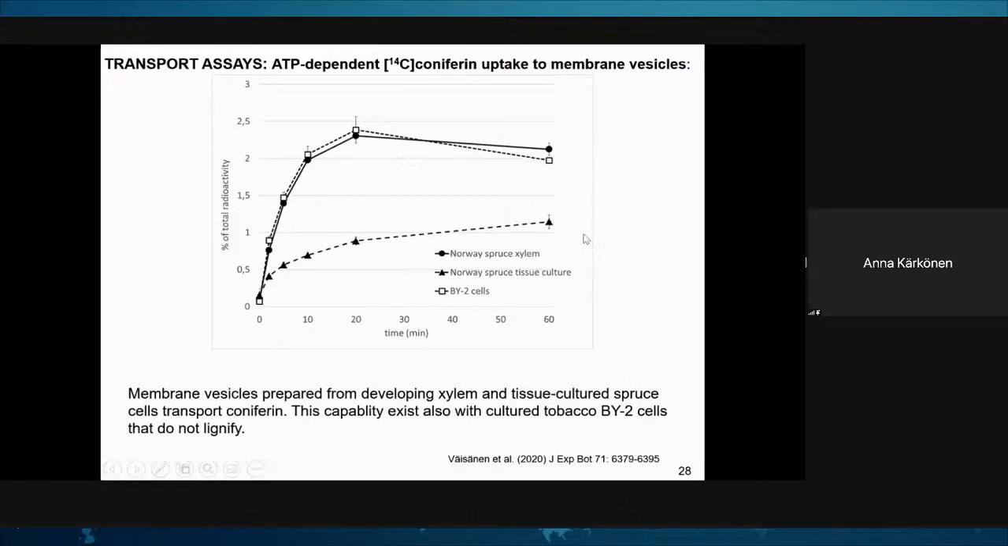And this graph shows that the membrane vesicles prepared from developing xylem transport coniferin. Also, vesicles prepared from tissue cultured spruce cells, they transport coniferin. But what is interesting is that also the non-lignifying BY2 cells of tobacco, they transport coniferin as well, and equally well as developing xylem vesicles. That is what Enni saw.